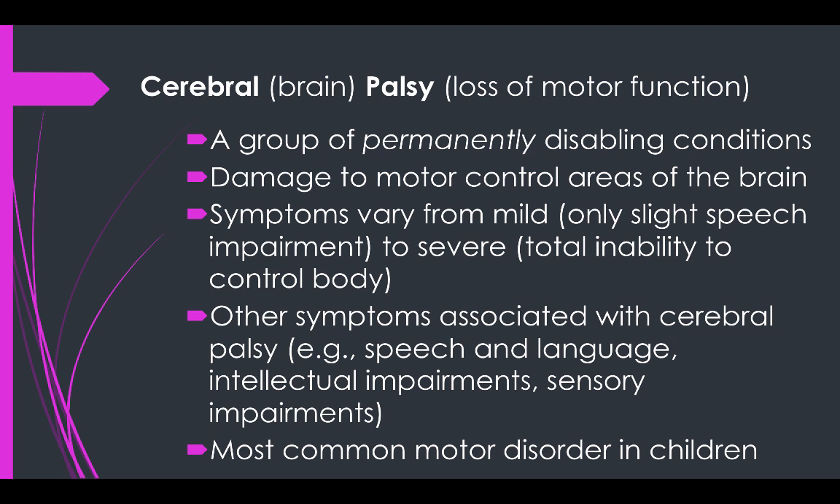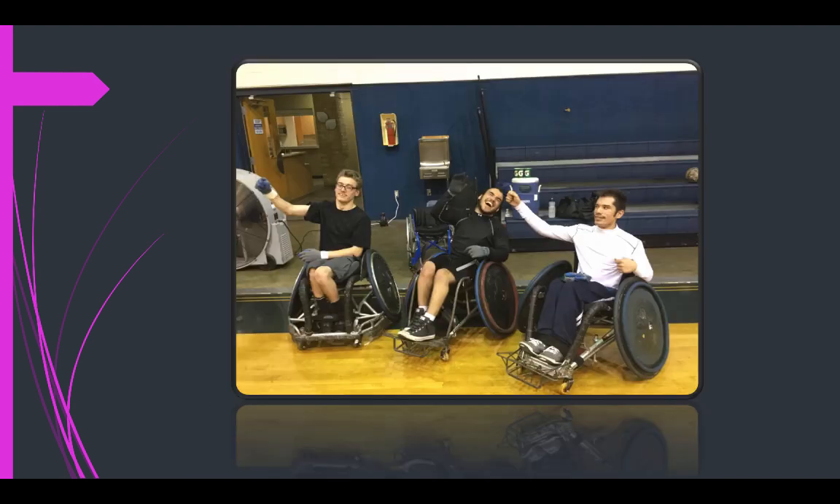Symptoms vary from very, very mild, where it may only impact speech with a slight speech impairment, to pretty severe, where they have a total inability to control their body. Some other symptoms associated with CP are speech and language, the ability to motor plan, to speak clearly, and to be able to produce speech sounds, intellectual impairments, and also sensory impairments, meaning a potential vision impairment or hard of hearing or deafness. And it is one of the most common motor disorders or disabilities in children.